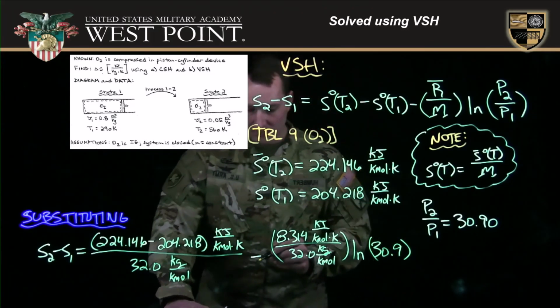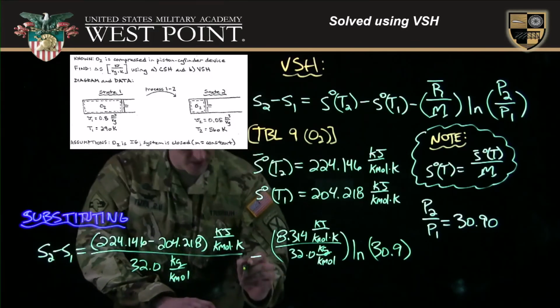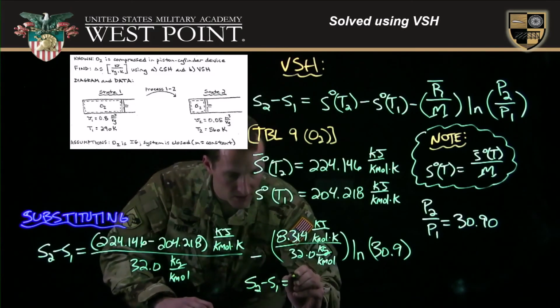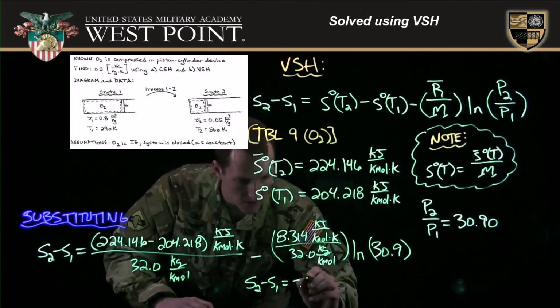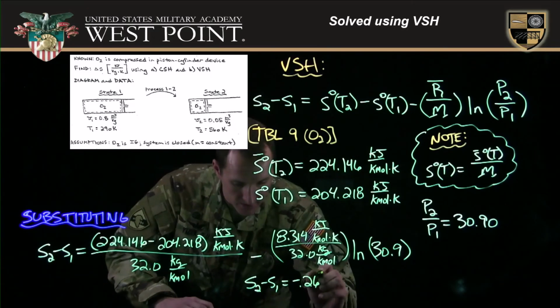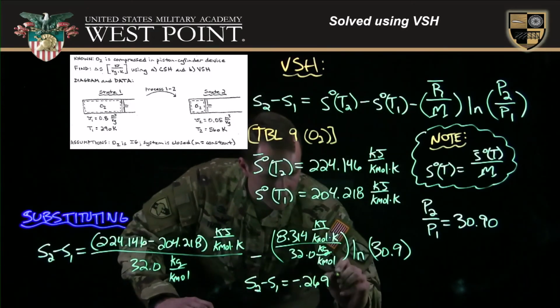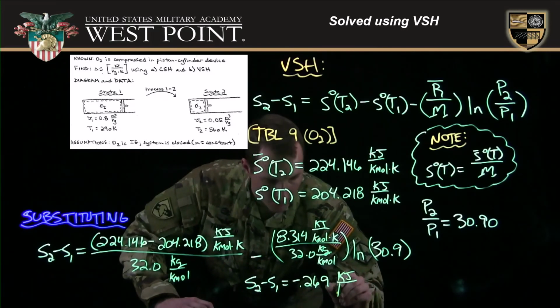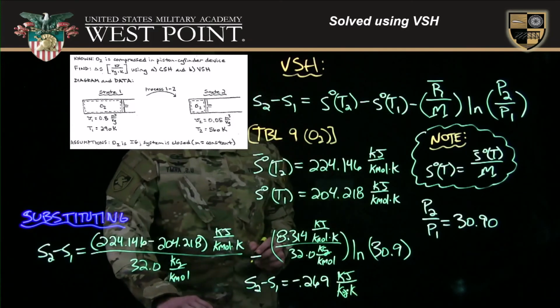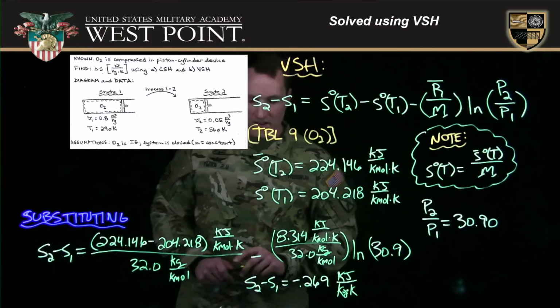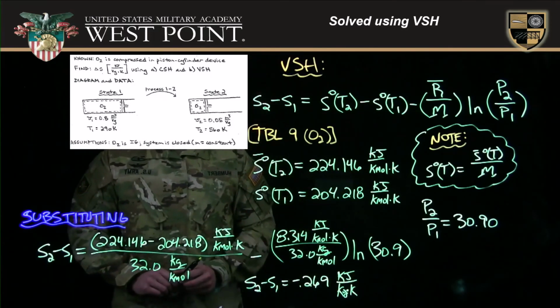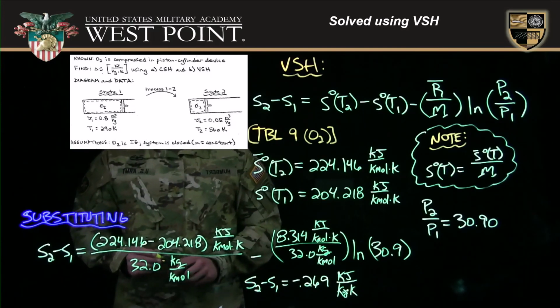Okay? And that gives us a final value for our change in entropy equal to negative 0.269 kilojoules per kilogram Kelvin. And that's comparable to our part A value, which was negative 0.287 kilojoules per kilogram Kelvin.